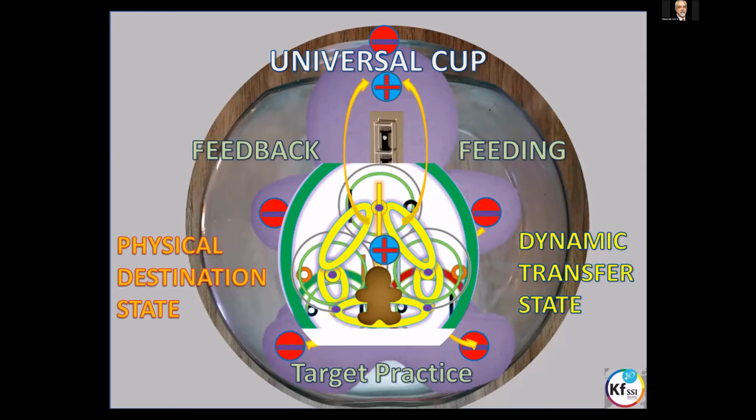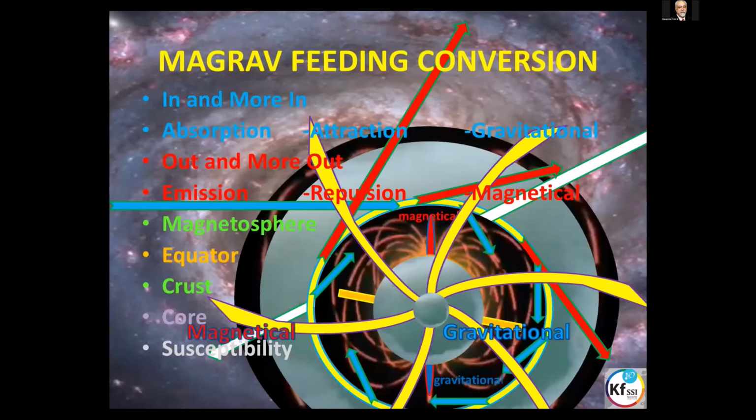So the difference between the universal cup and the stacker cup is the difference between the feeding and the feedback systems, the dynamic transfer state of the energy, or to the physical destination state of our bodies. So within our bodies, we have the lamination, which we call the skin, but under the skin we have the GANs, which is the plasma energy that allows us to have both motion and emotion. So you understand then that the maggrav feeding conversion is energy coming in and more energy coming in.